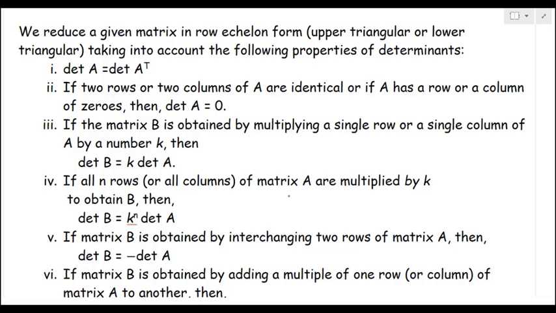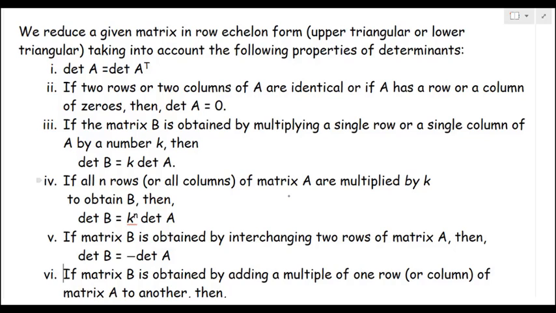For us to reduce a matrix to either the upper triangular matrix or the lower triangular matrix, the following properties of a determinant are going to be applied. Property number 1: the determinant of matrix A is equal to the determinant of its transpose. Number 2: if two rows or two columns of A are identical, then the determinant of A is 0.